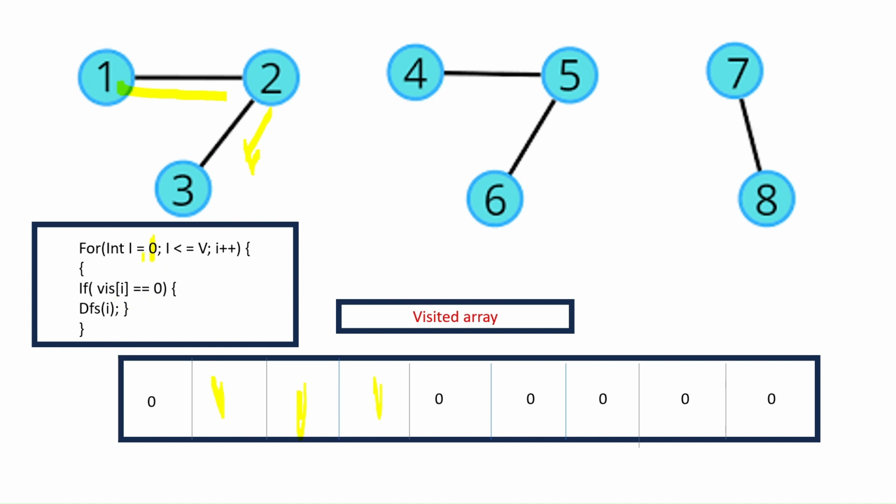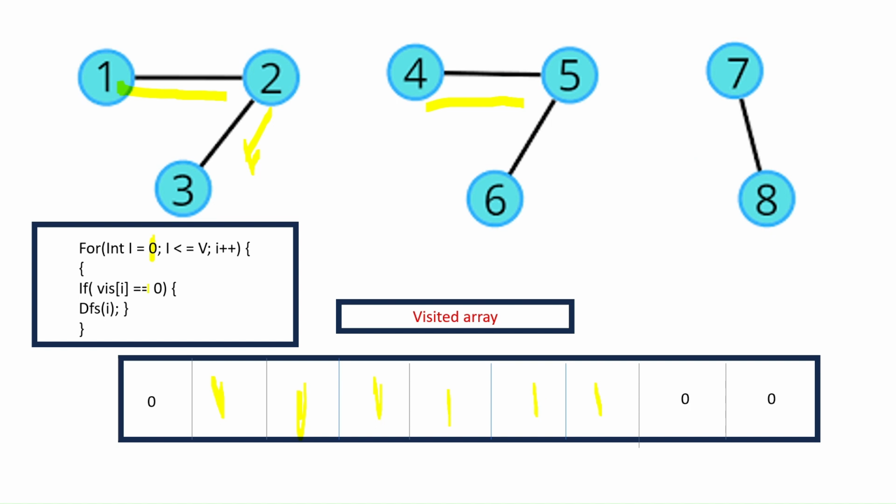It will traverse to the next node, which is 3. It also sees that it is marked visited, so it will not go for the DFS operation. Now it will come to 4. If you see, 4 is marked unvisited, so it will perform the DFS operation on this. In the same way, 4 will be marked as visited and the DFS call will be made for this. In the same way, 5 and 6 will be marked as visited.